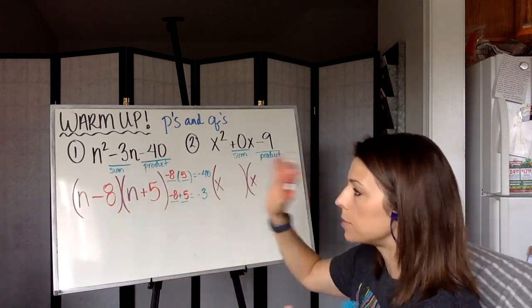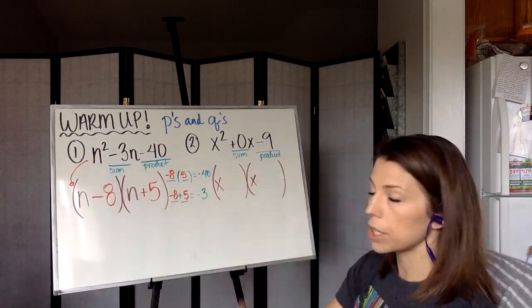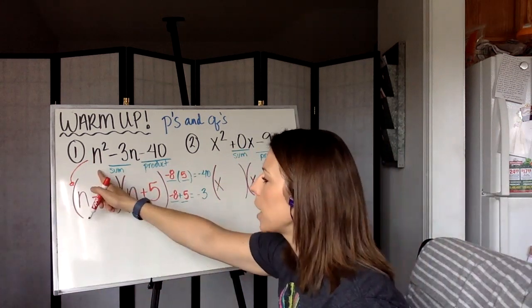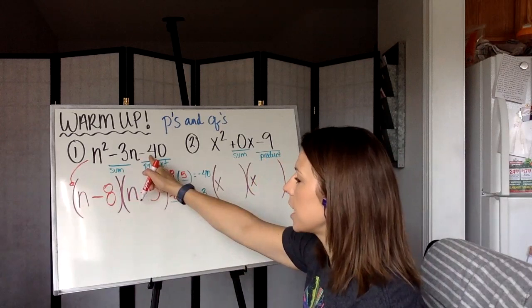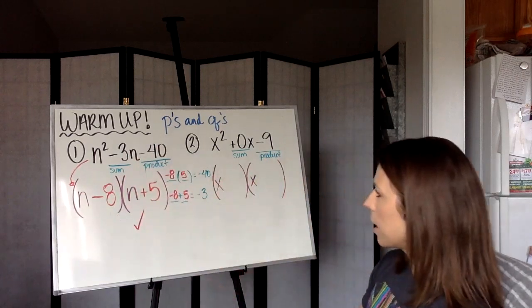Like, that's it, I'm done. I've taken a trinomial, and I've written it as a product of two binomials. We're done here. We can do a quick mental check. n times n is n squared. Negative 8 times 5 is negative 40, and negative 8 plus 5 is negative 3. We're looking pretty good here.